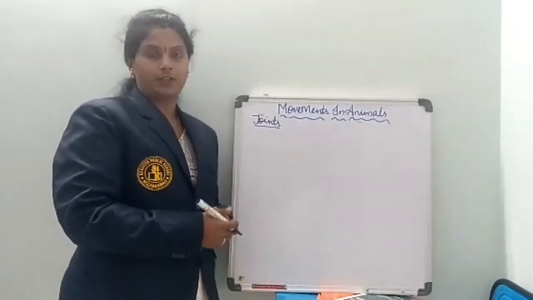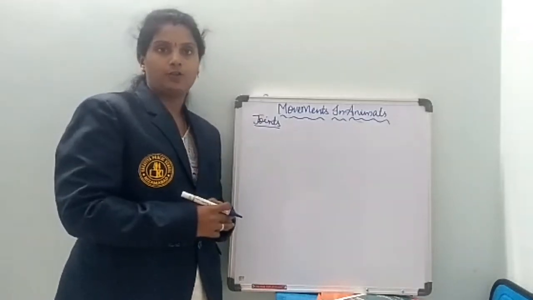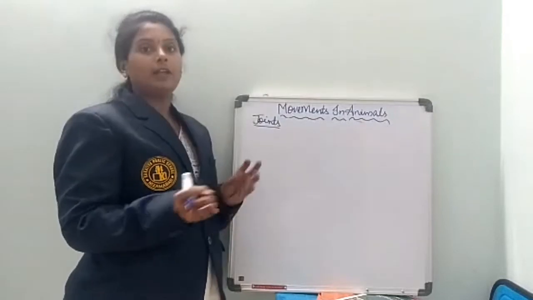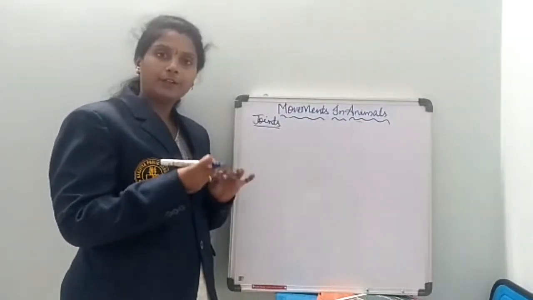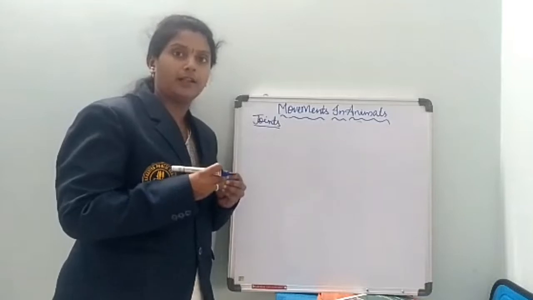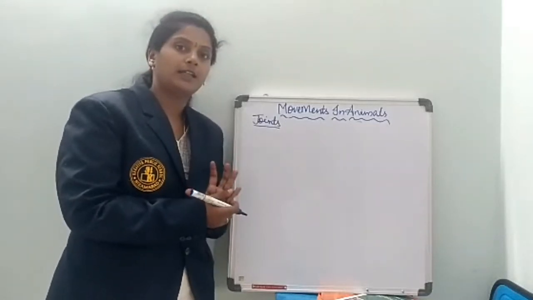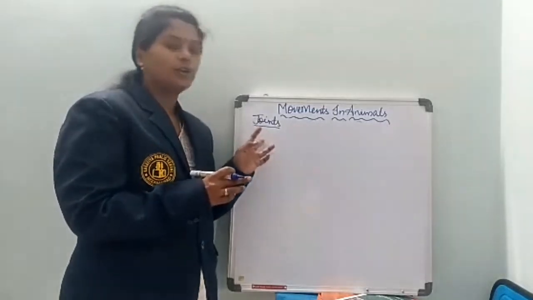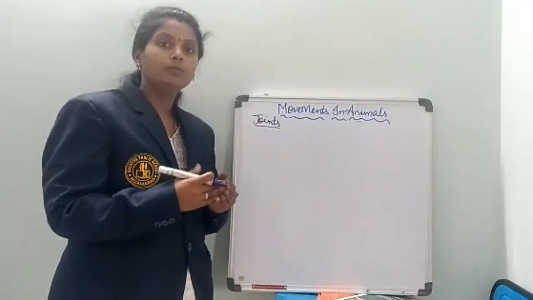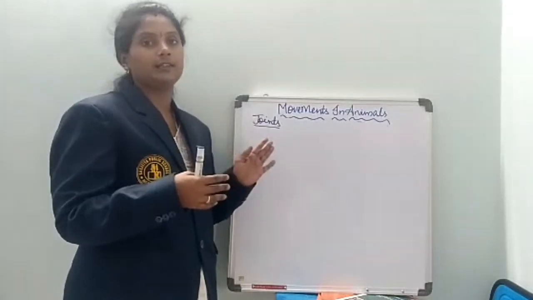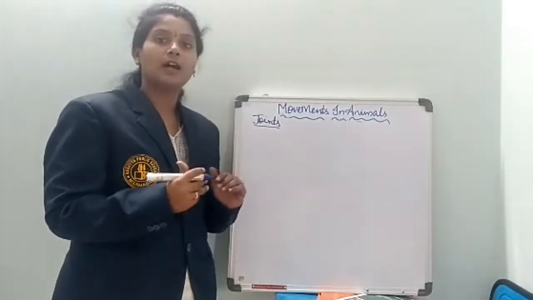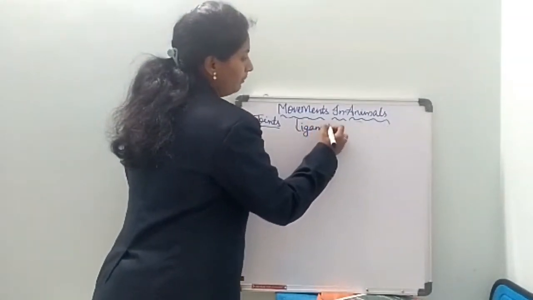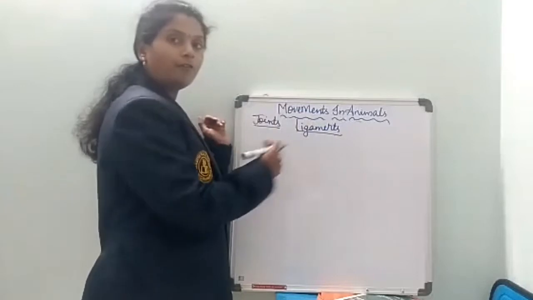So, what is a joint? If something is broken, like a stick or anything, we try to attach it, put it together with the help of something. That attachment is nothing but the joint. Joining any two things together, we call it a joint. As I told, bones are joined together with the help of ligaments.